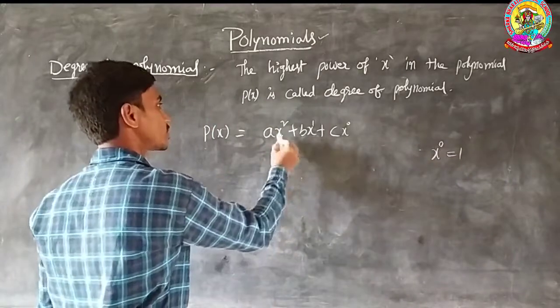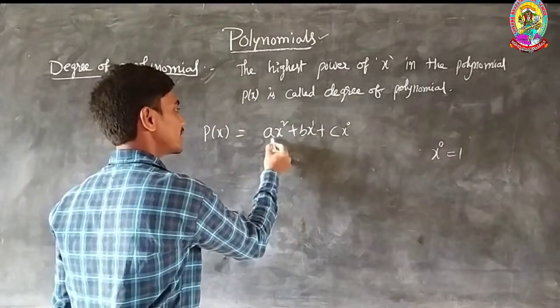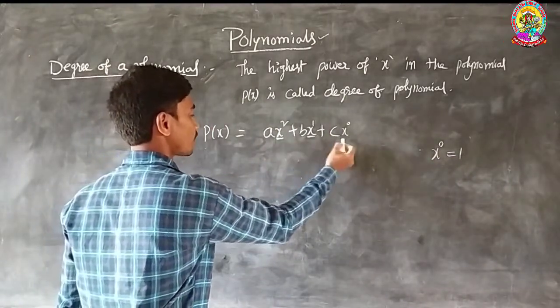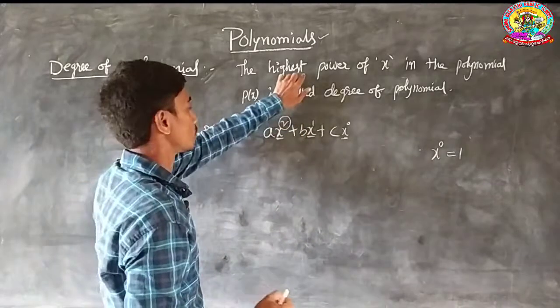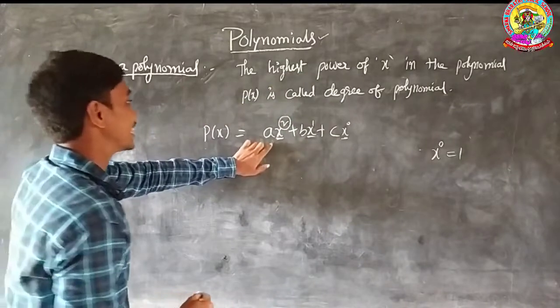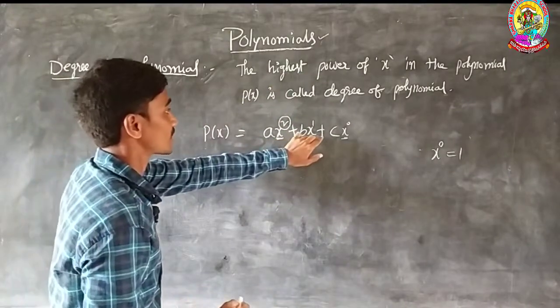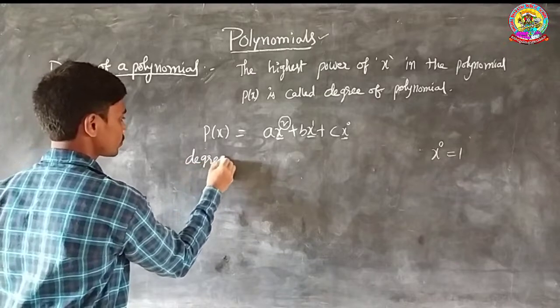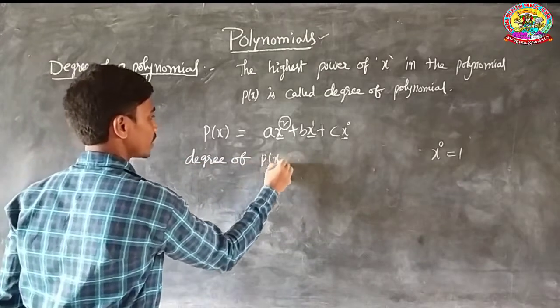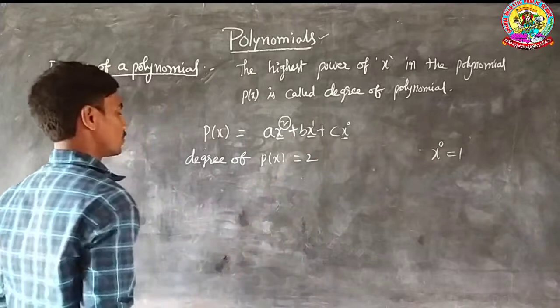What is the highest power variable? x square is the highest power variable. In that, here the highest power is 2. So the degree of ax square plus bx plus c is 2. Degree of p of x is equal to 2.